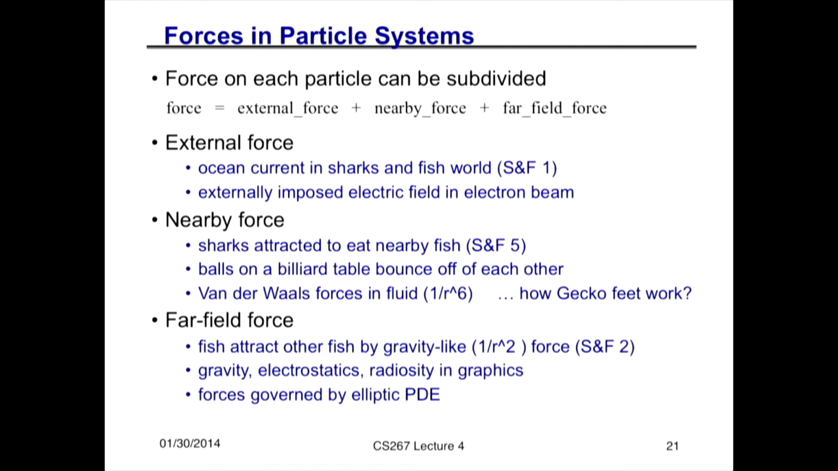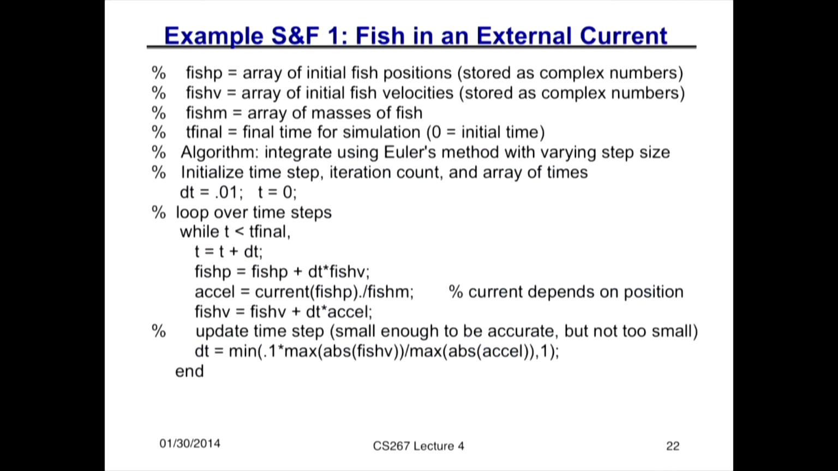So let me go back to the easy case, external forces, and show you the solution in one page of MATLAB. This is the simplest way, data parallel code that you could write. I'm going to have an array of the initial fish positions. Fish P1 is the first position, fish P2 is the second, and that's a single complex number, the xy coordinates, real and imaginary parts. I also have the array of fish velocities, similarly 1 through the number of fish, and an array of fish masses. I want to simulate from time 0 up to the final time.